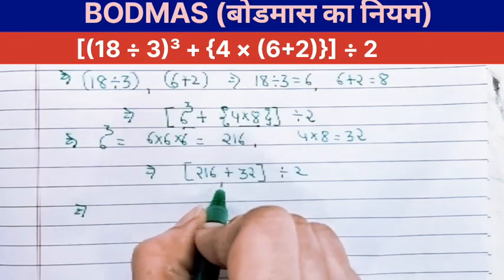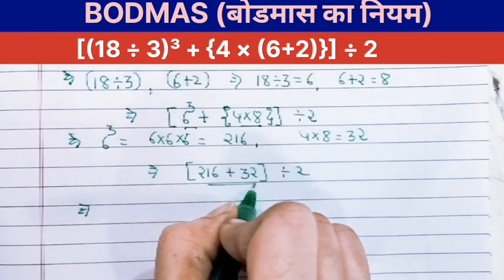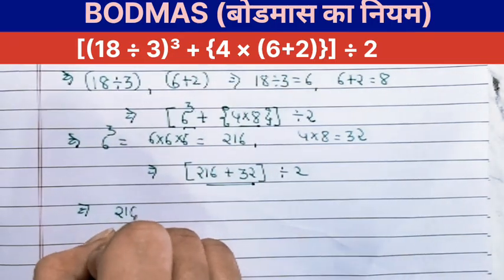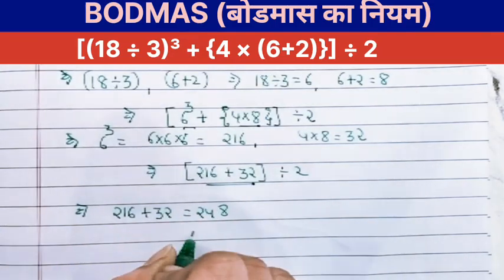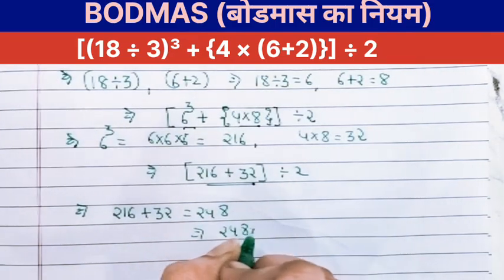Now according to the third step, solve the square brackets. Add the numbers inside the square brackets. So 216 plus 32 is equal to 248. And now the expression becomes 248 divided by 2.